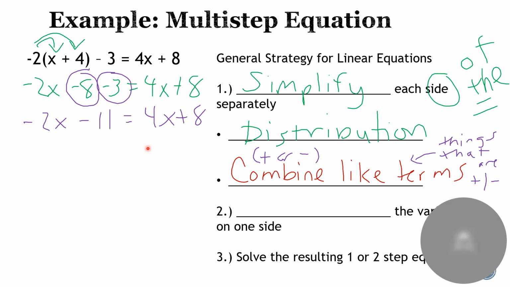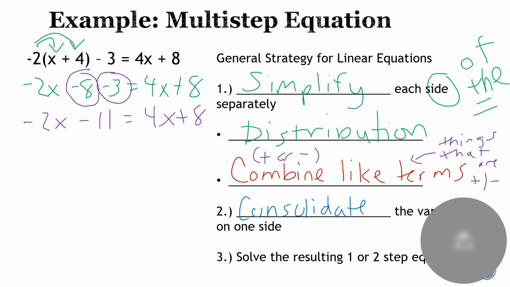Once you've got a problem in this form, then your next step is going to be to consolidate or isolate the variable on one side. So what we mean by that is we've got an x on the left and we also have an x on the right, and we want to be able to get those together. Now, some people like to always put their variables on the left-hand side. Some people like to keep their variables positive. There's two different ways you can do that.